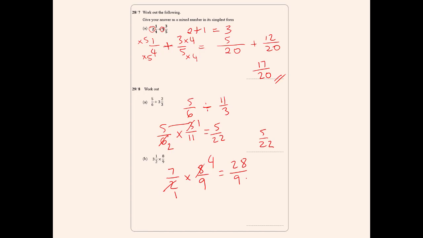Now it's an improper fraction, we can change it into a mixed number. So 9 goes into 28 3 times, 3 times 9 is 27, 1 remainder, and the denominator is 9. So 3 and 1 ninth.